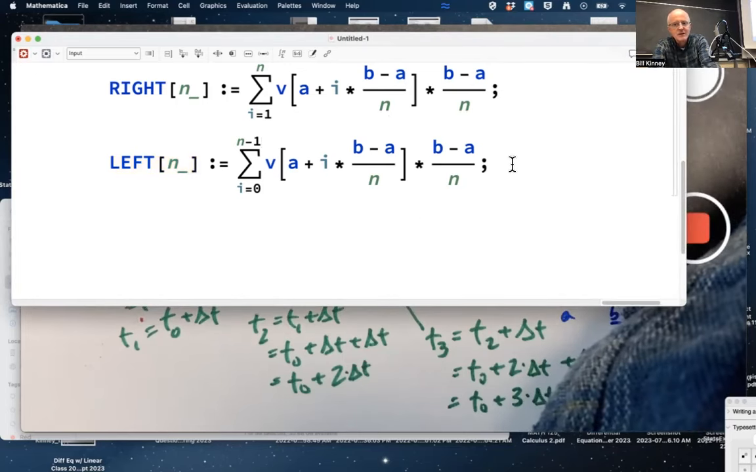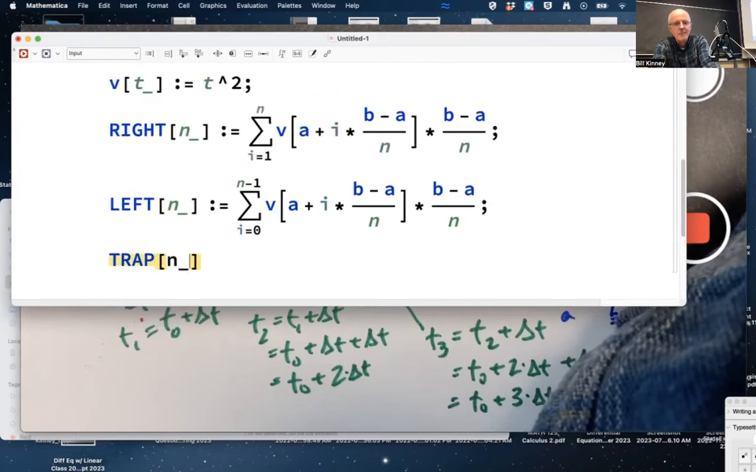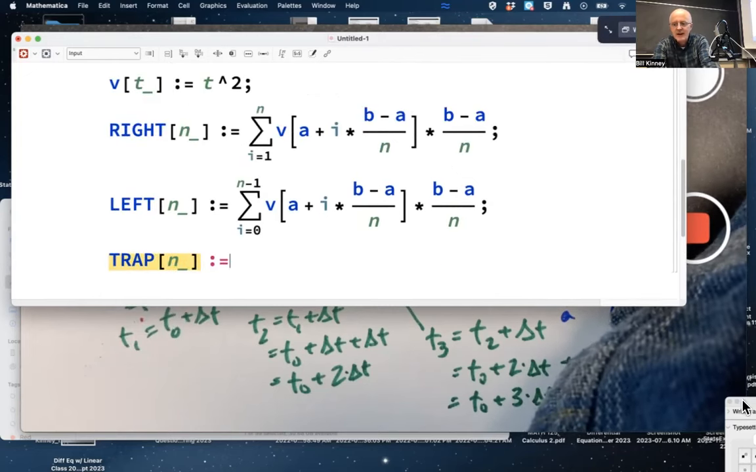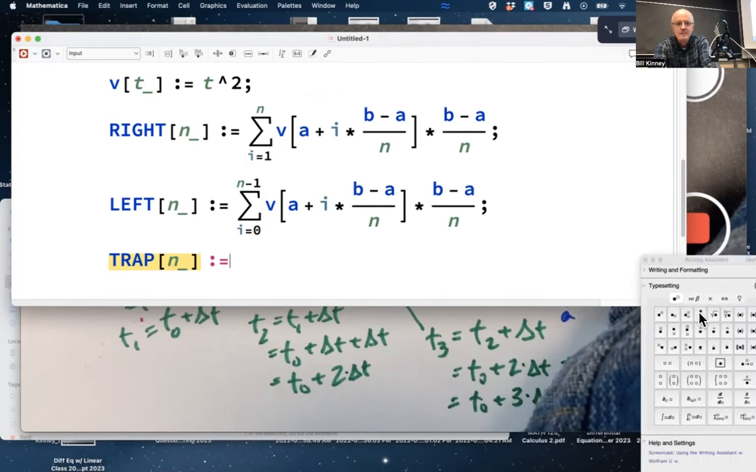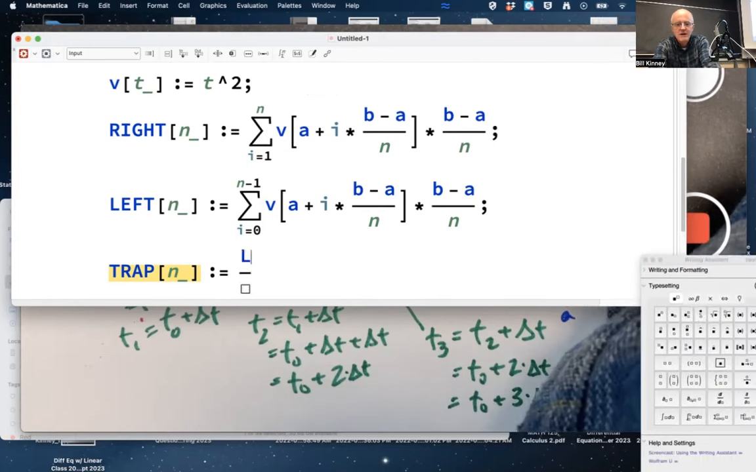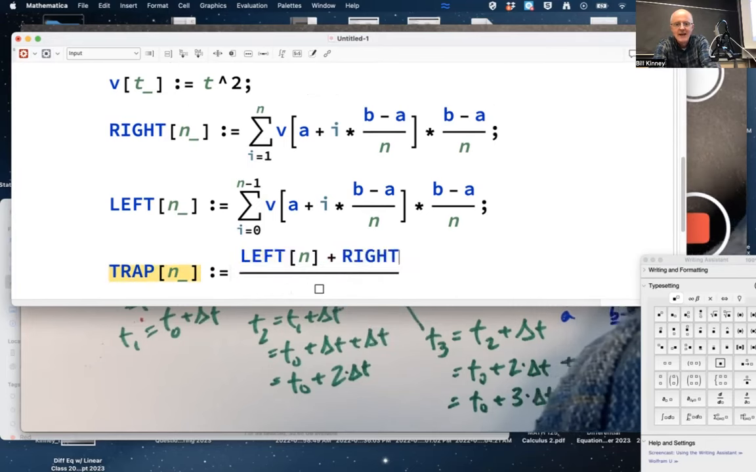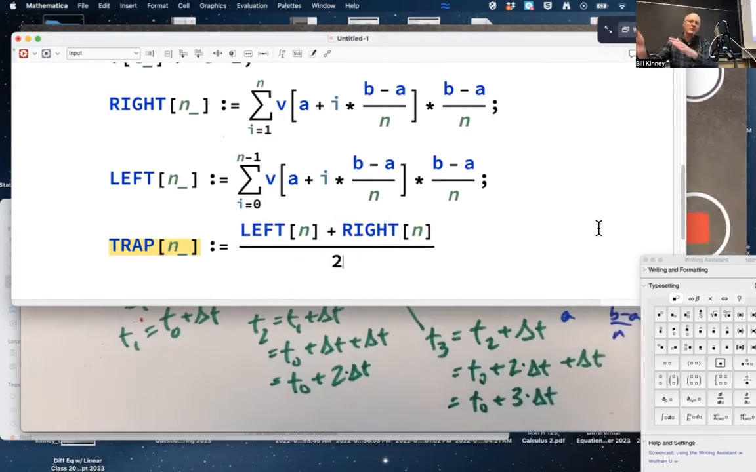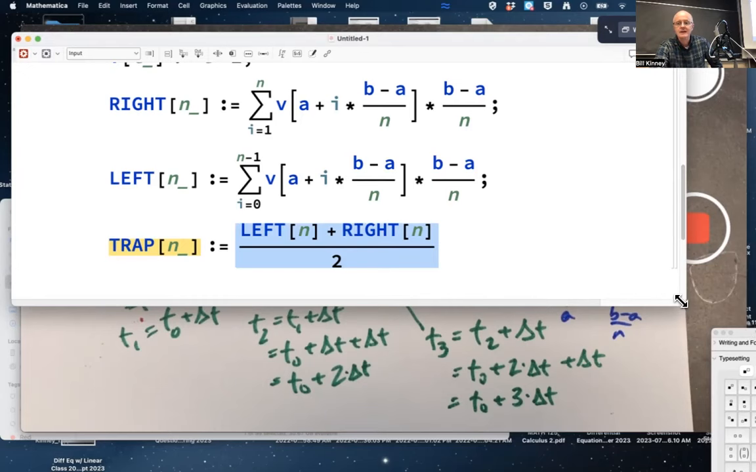And finally, let's also have Mathematica compute a trapezoid sum by averaging the left and right-hand sums. Got a fraction bar here, left n plus right n over 2. Remember, when you define functions, you need underscores after you define them, but on the right-hand sides of these things you don't need any underscores. That'll cause problems, in fact. These are functions of n, the number of rectangles, or the number of trapezoids in the last case. So I will enter these. Now they are entered.